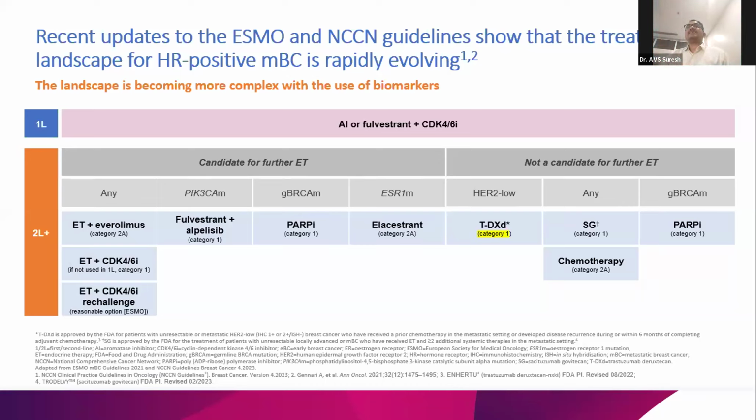And in case it is HER2 low, that's where the new guidelines are coming into the picture. They say to add T-DXd as the first line therapy. And in any case, you can always give chemotherapy because that actually works well in visceral crisis. And PARP inhibitors, if the patient is not a candidate for endocrine therapy, you can always use them if the patient is positive for the BRCA mutation, either germline or somatic.